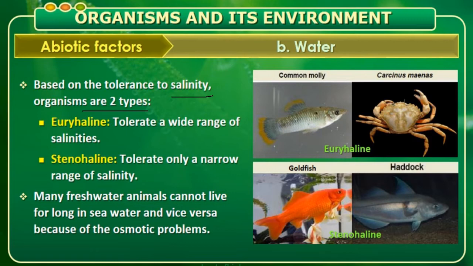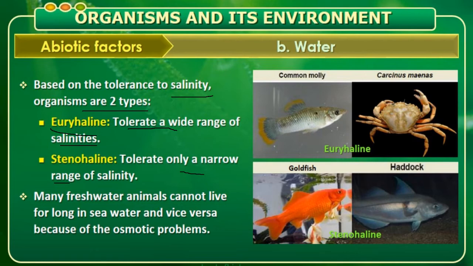So here there are two types. One is euryhaline. Euryhaline means organisms tolerate a wide range of salinity. Maybe in the sea, in the ocean, when you go to the beach to play, if the water enters the mouth, we start puking it out. Why? It is very salty. Then coming to stenohaline, these organisms can tolerate only a narrow range of salinity. Suddenly, if you change their environment and put them into the ocean, they may die.